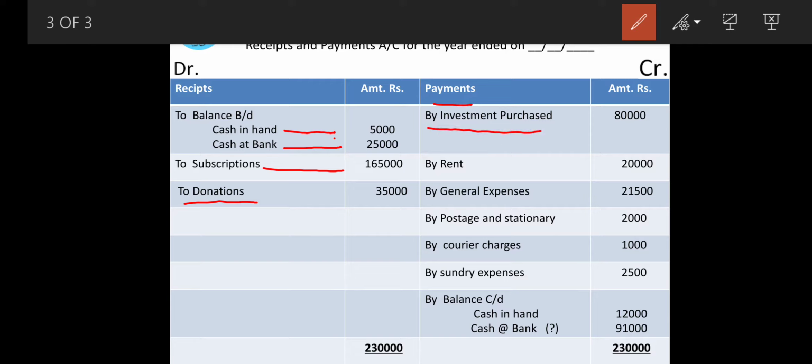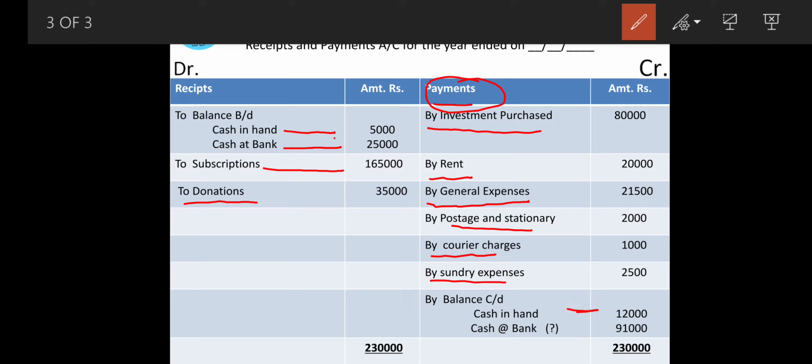Then the next item is rent paid. Rent paid means what? Expenses paid. Now when the expenses are paid, it will be credit. Then general expenses the same way, postage and stationery the same way, courier charges the same way, sundry expenses the same way, and the last item now, closing cash in hand. So all the expenses we transfer to the credit side. Now the last item is cash in hand.